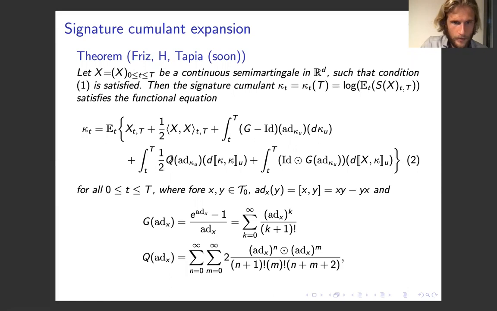Now another term is this function q of adjoint of kappa, where q is defined by this power series here, applied to the outer bracket of the signature cumulant, which is a semimartingale. And the final term is the cross variation of the signature applied to kappa, the cross variation of x with kappa applied to this function. Okay, I will take the rest of this talk to elaborate on this theorem.